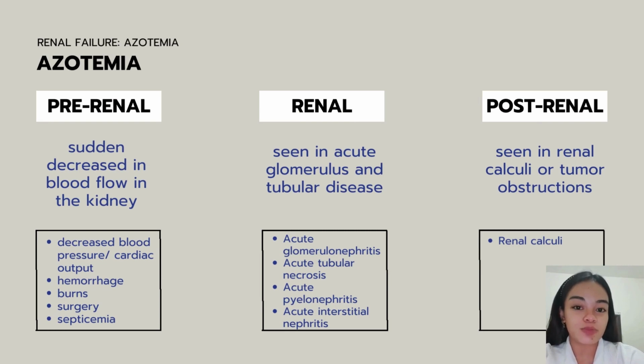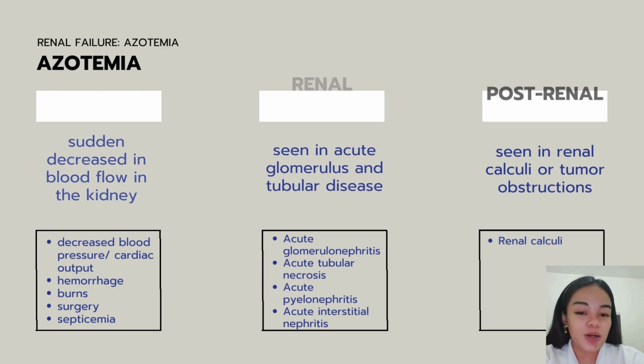The first is pre-renal. From the word itself, it happens before the kidney. Due to decreased renal perfusion, the kidneys are unable to remove enough metabolic byproducts from the blood. So, take note of the examples, such as decreased blood pressure or cardiac output, hemorrhage, burn, surgery, and septicemia. If we notice, the problem is outside of the kidney.